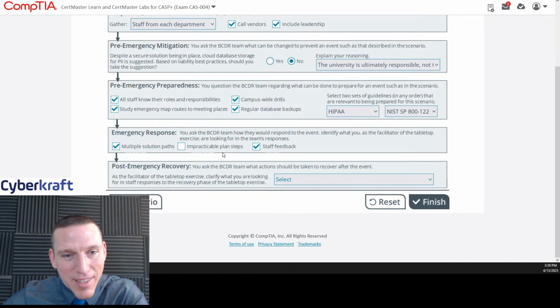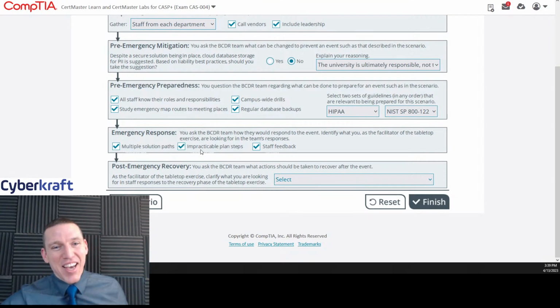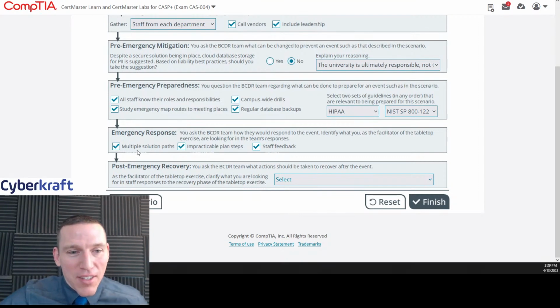Impracticable plan steps. I mean, yeah, I guess that stuff that doesn't work. That's really what that should say. Stuff that doesn't work, stuff that does work, and feedback. Got it. So all of that should be checked, I think.